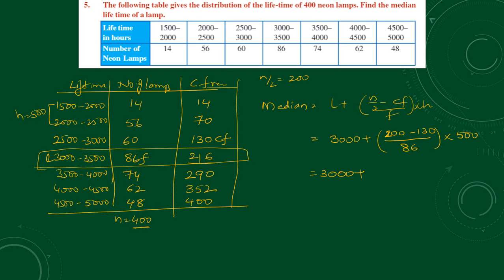Now on simplification, this is 3000 plus 200 minus 130, so 70 into 500 divided by 86. This gives me 3000 plus 406.98. On directly adding, we get 3406.98 hours. This is nothing but what we get on doing the calculation.